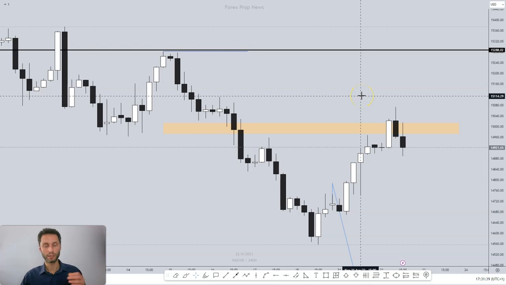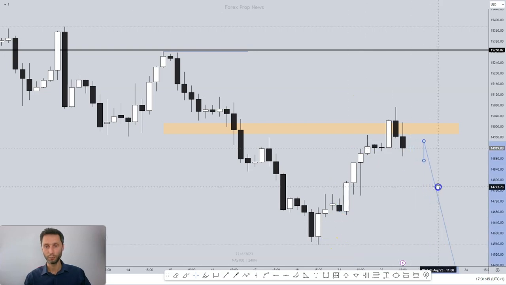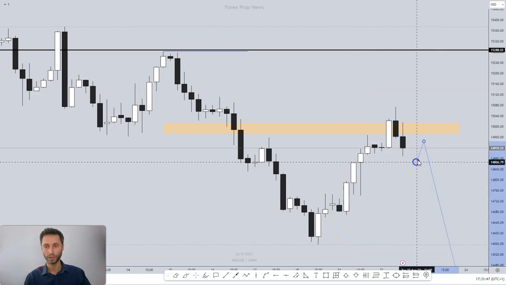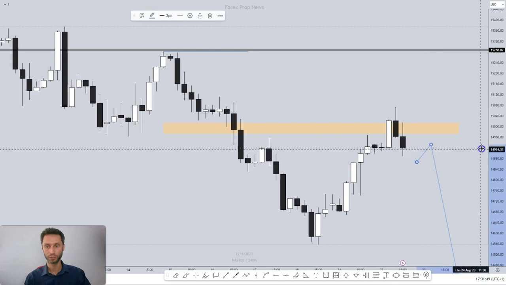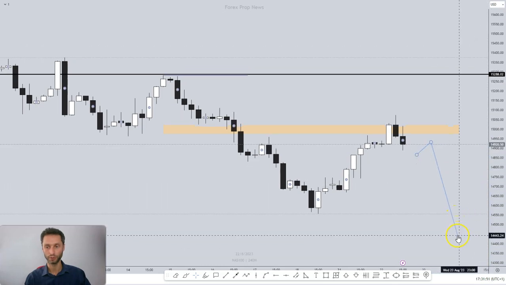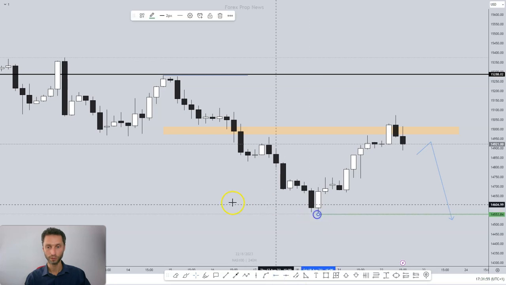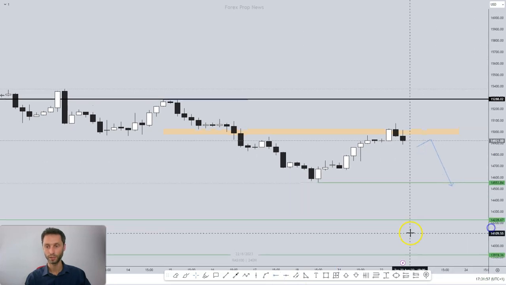Typically with a strong dollar we have weak indices, and that seems to be playing out here. Now the next idea would be to continue on that sell into these next lows and ultimately the following lows underneath.